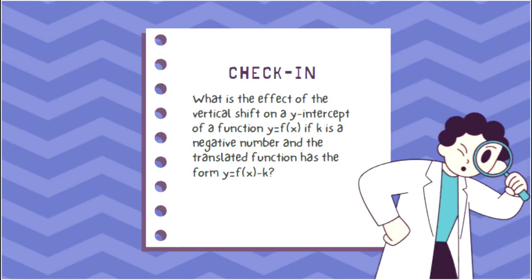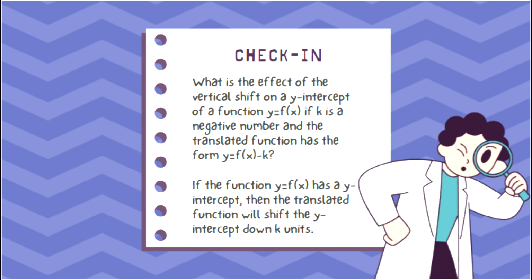Okay, what is the effect of the vertical shift on a function y equals f of x if k is a negative number and the translated function has the form y equals f of x minus k? What's it going to do, guys? It's going to move down the number of units that k is, right? However many k is, that's how many it's going to move down. The y and x-intercepts might change, but the y-intercept will for sure. The x-intercept might, depending on the problem.